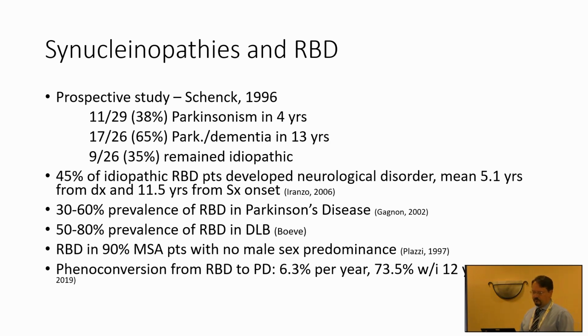So, basically to sum that up, that phenoconversion from not having Parkinson's disease to having it, you're looking at about a 6% per year risk of developing that. And then at about 12 years or so, it's almost 3/4. Okay?